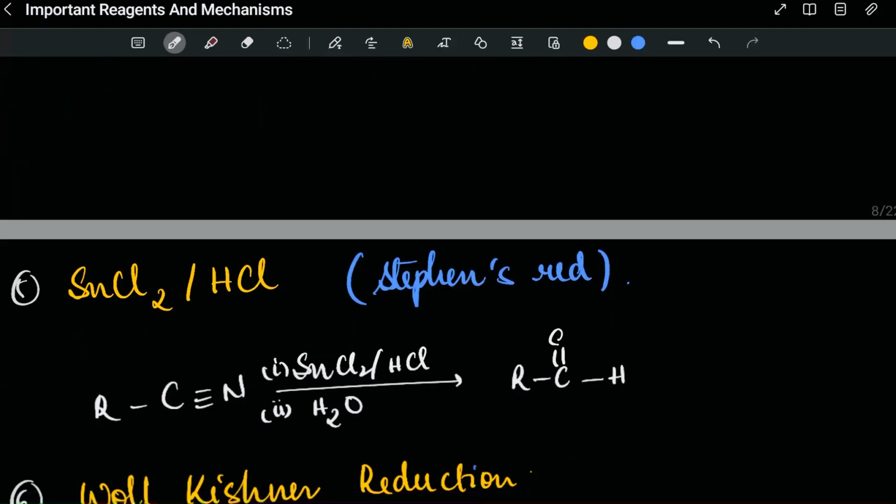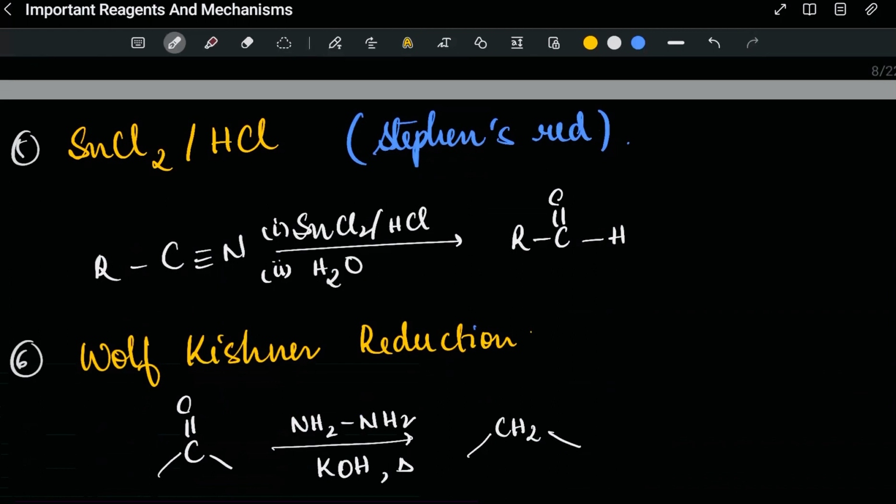Alkene. Now, SnCl2 and HCl, this is called Stephen reduction. Stephen reduction helps in getting aldehydes. So here we can understand that by using some reducing agents, instead of converting directly from acid to alcohol, we are reducing at a middle step. Okay, aldehydes. So we have RCN, a cyanide group, with SnCl2 and HCl. The cyanide group reacts with SnCl2 and HCl to form an imine, and that on hydrolysis will give the aldehyde.